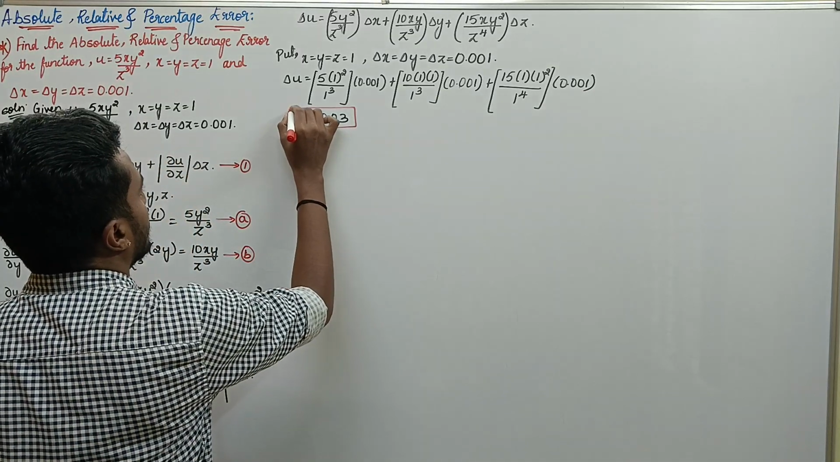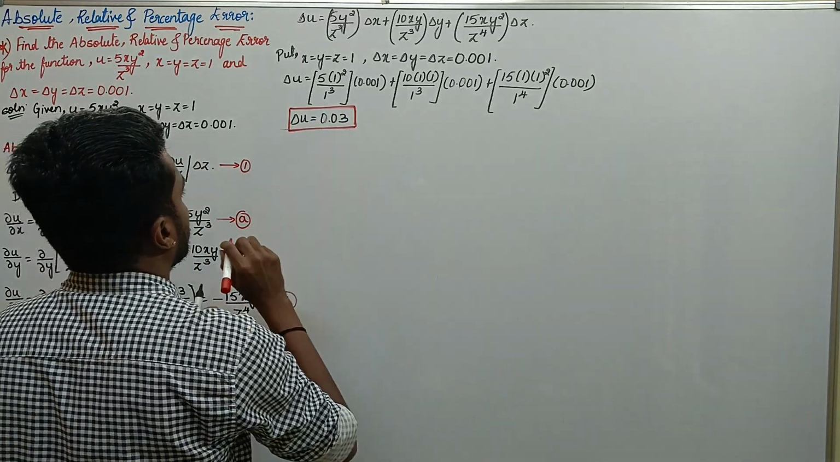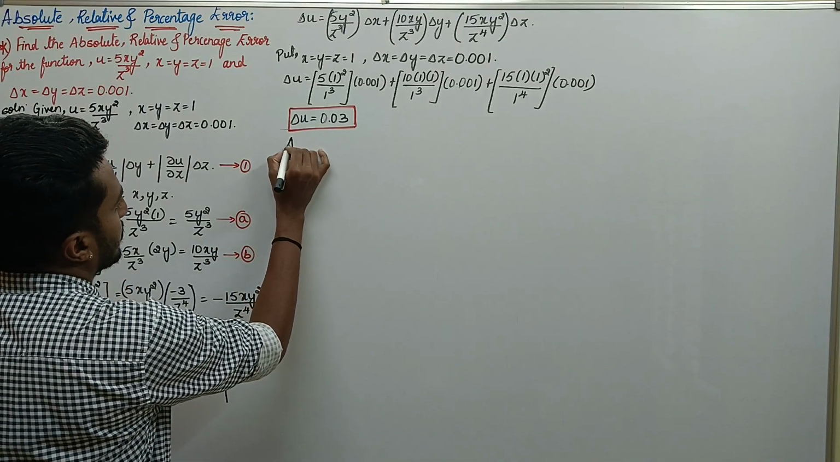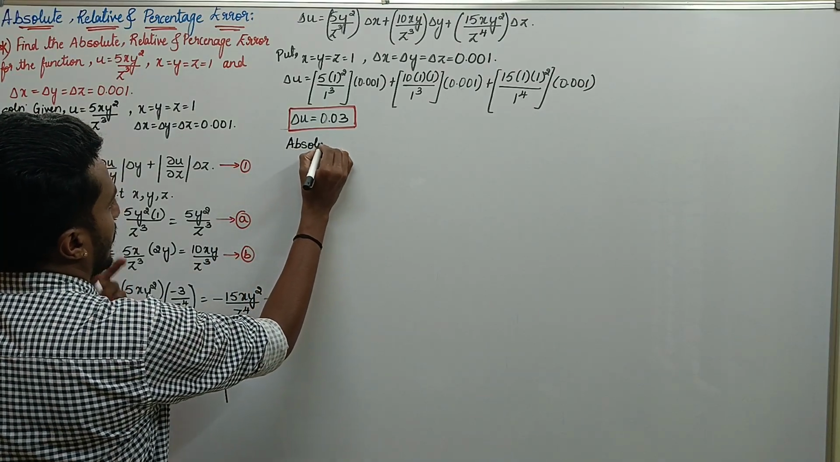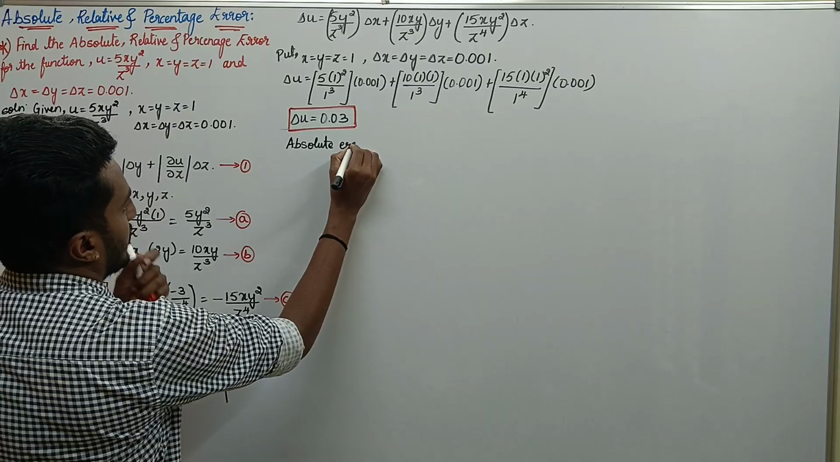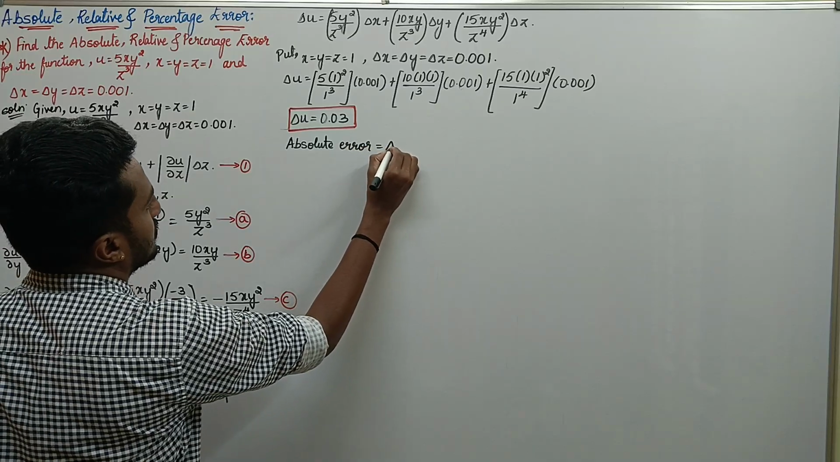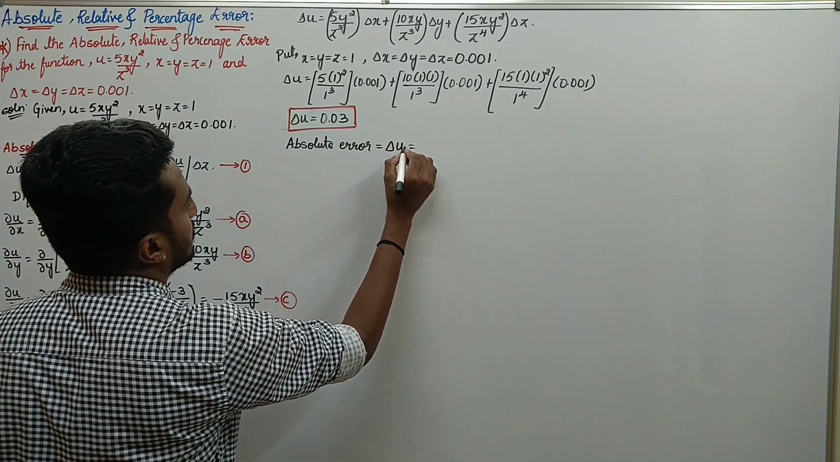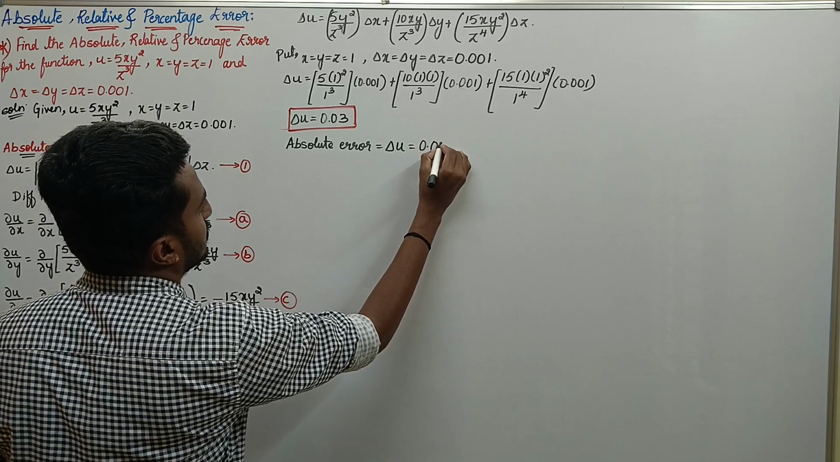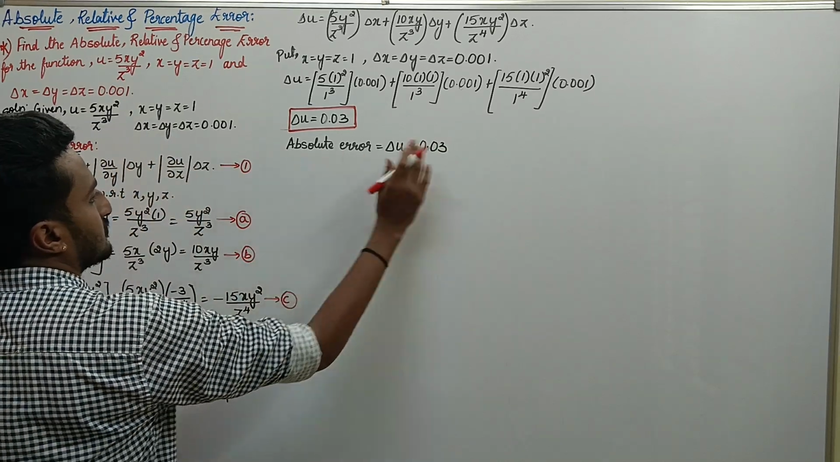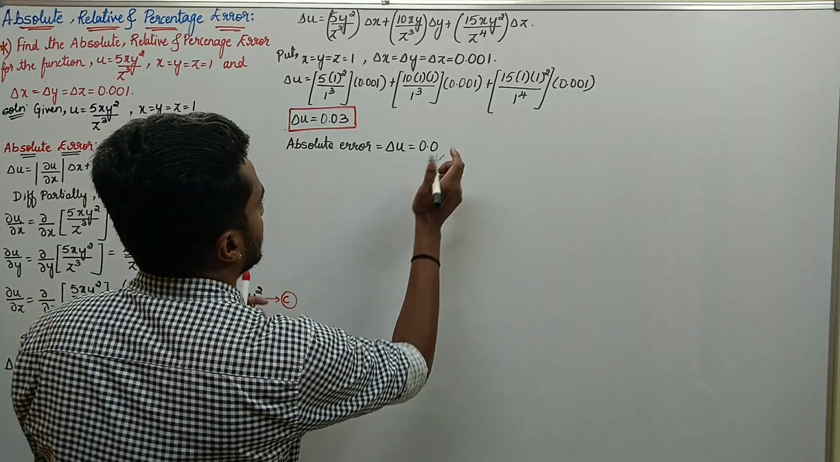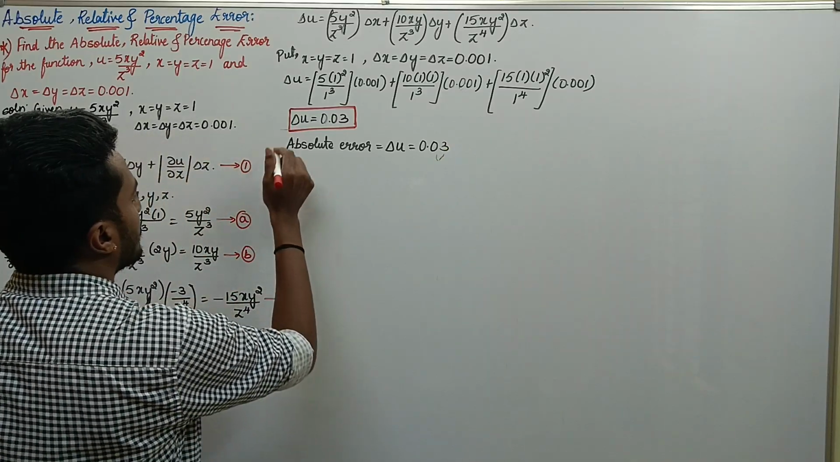Therefore I am going to write absolute error, which is equal to del u, which is equal to 0.03. This is our absolute error.